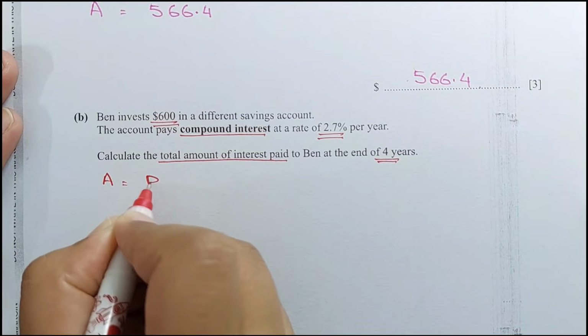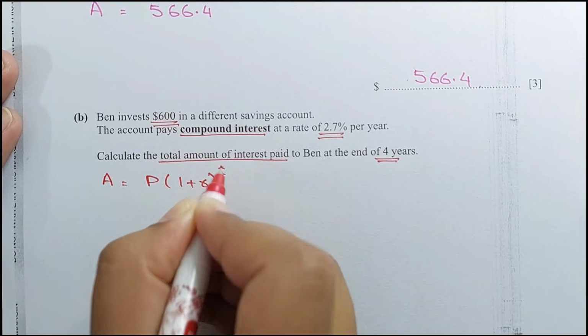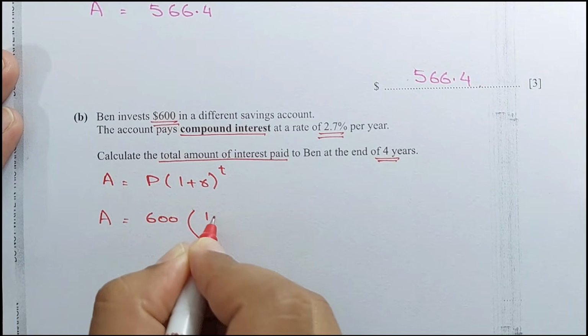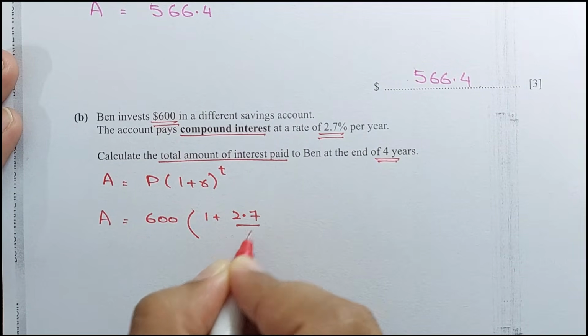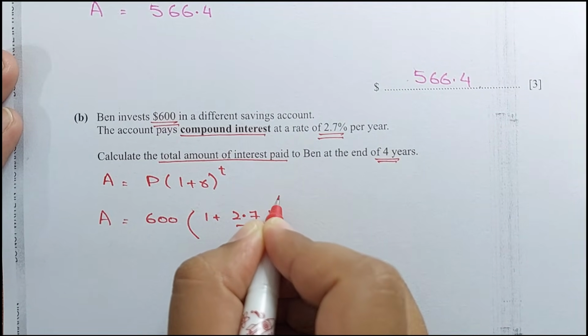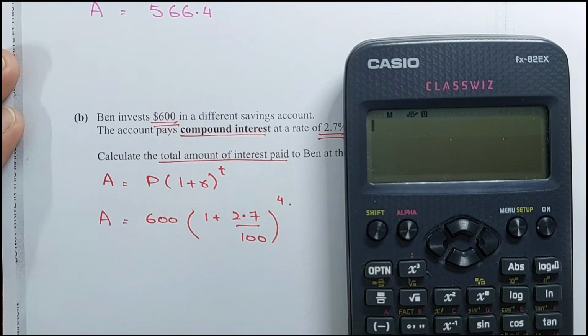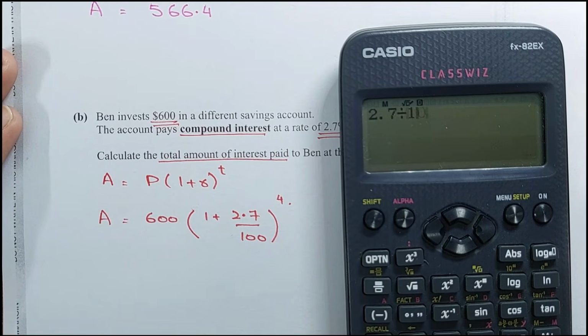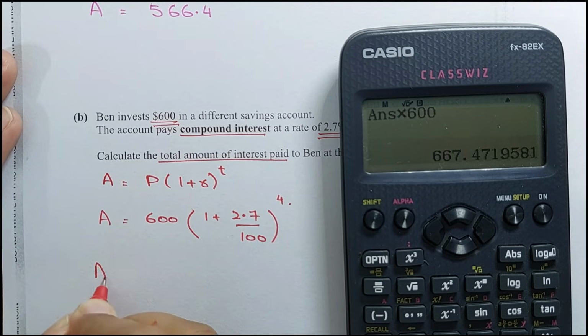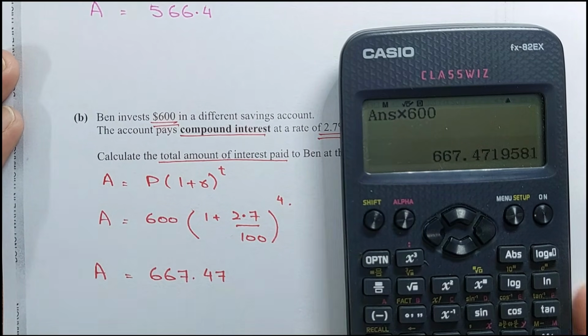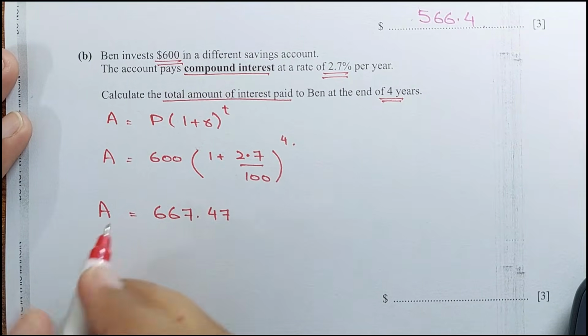So first we need to find out the amount. A equals P times (1 plus R) to the power T for compound interest. A is the amount we need to calculate. P is the investment, R is the interest rate, 2.7 over 100, and T is the number of years, which is 4. So let me calculate the amount, and then at the end we will get the interest paid. So 2.7 over 100, add 1, its exponent is 4, and times 600. So the total amount is $667.47.